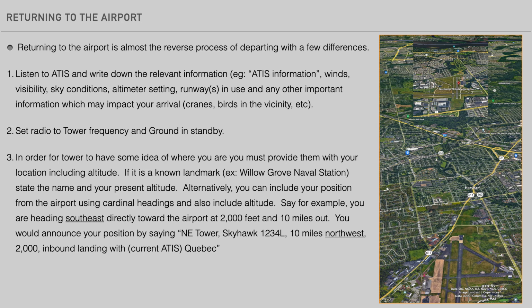Alternatively, you can include your position from the airport using cardinal headings and also include the altitude. Say, for example, you're heading southeast directly toward the airport at 2,000 feet and 10 miles out. You would announce your position by saying, "Northeast Tower, Skyhawk 1234 Lima, 10 miles northwest, 2,000, inbound landing with Quebec."